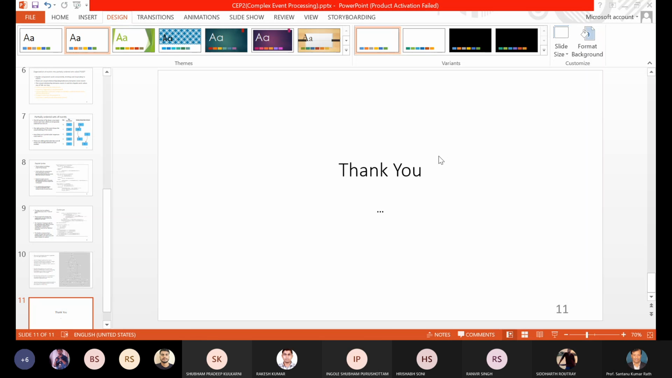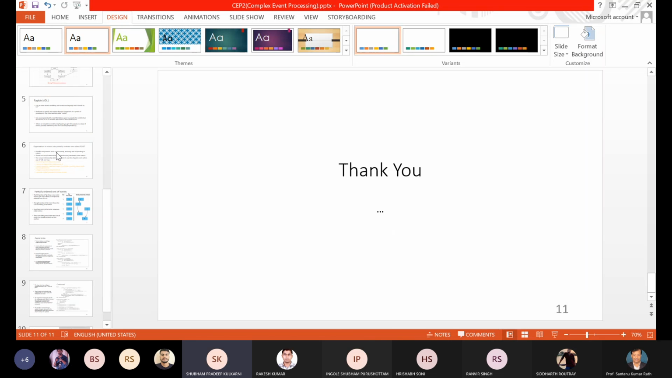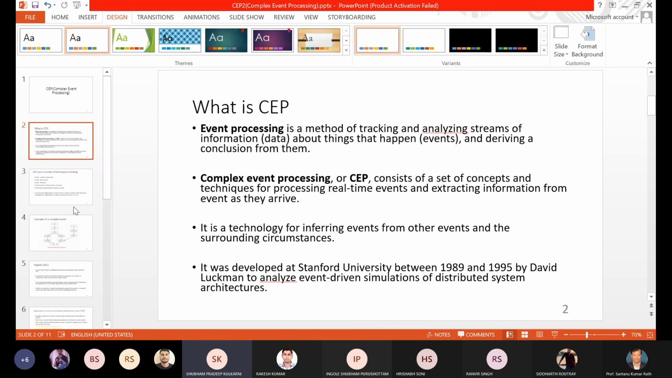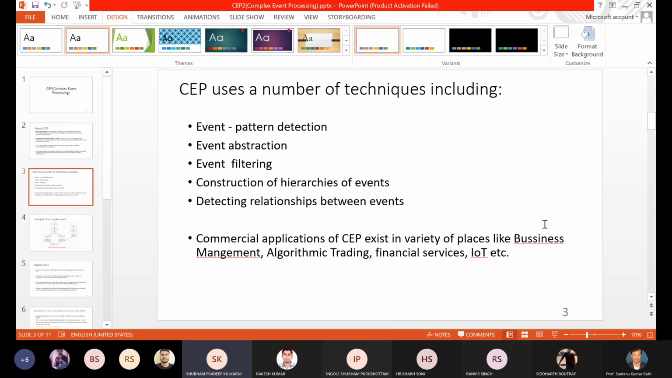Are there any examples of where it is used in the industry? CEP. Yes, I have shown where it is used. It is used in various commercial applications like business management, algorithmic trading, or financial services, or even in IoT. When we are designing some IoT application, we have to manage the events that take place in that IoT sensor, so that the events that happen in the environment of that sensor can be analyzed and given to the user, so that it will be helpful.